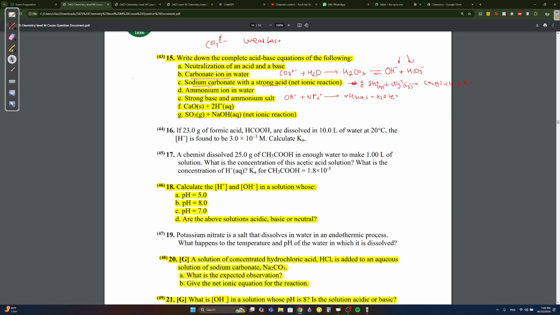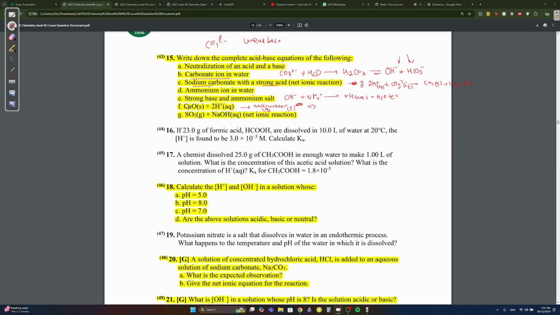CaO plus 2H plus. This is a metal oxide plus an acid, so basic oxide plus an acid. What do you get? You get salt plus water. What's the salt going to be in this case? They want net ionic for this one because they didn't give you the other solid, so you can't figure out what the salt is. You know that the salt would be aqueous and water would be liquid, right?